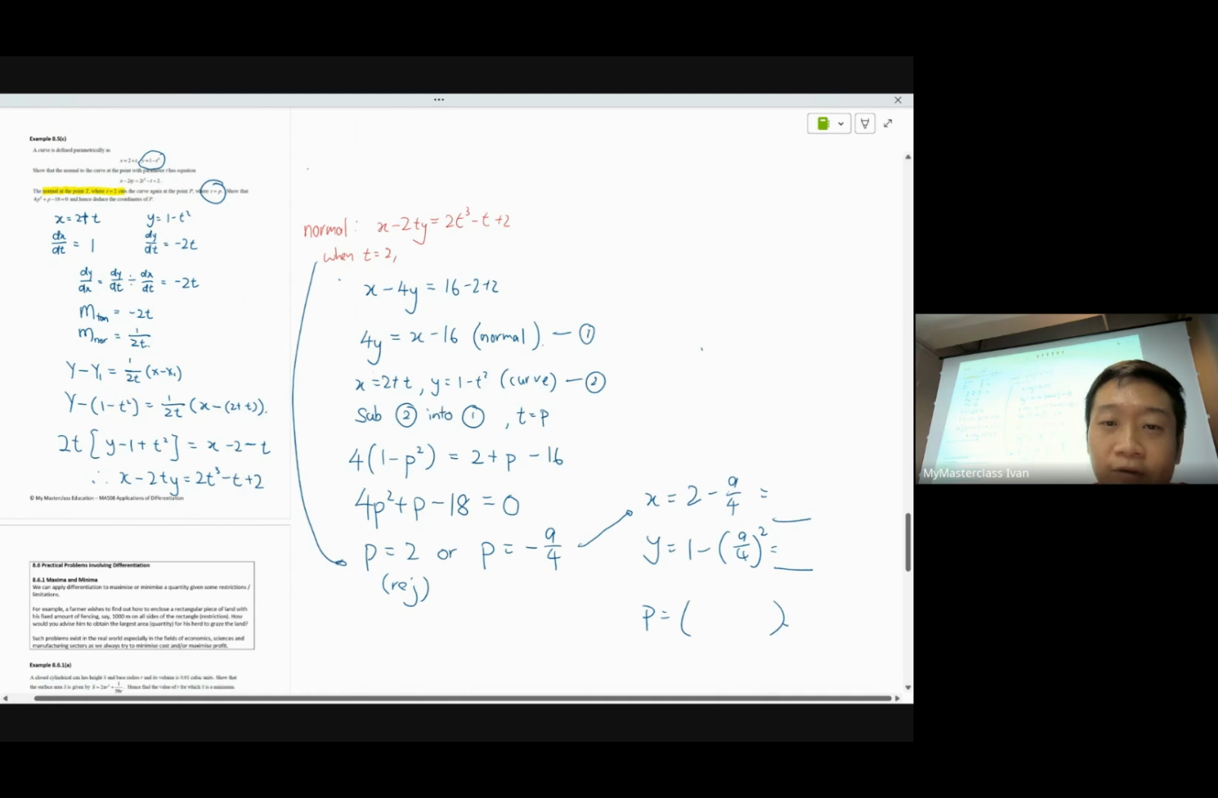Okay, any part you don't understand? So you must be very clear. When you are using the normal, you must use the normal. When you're using the curve, you must use the curve.